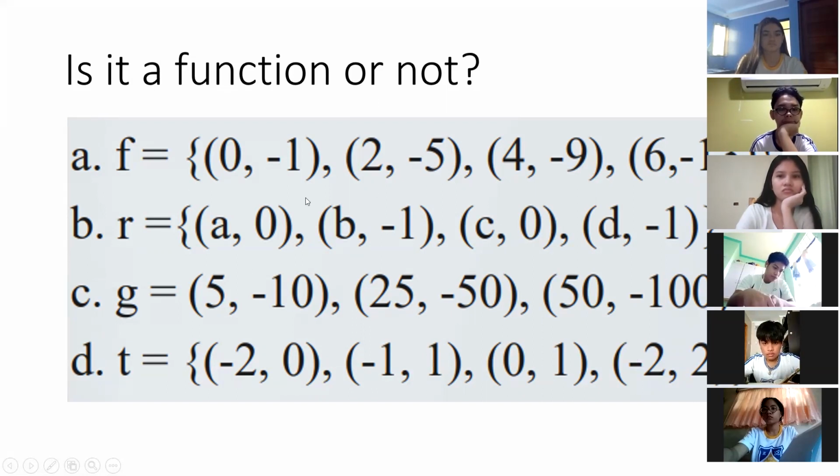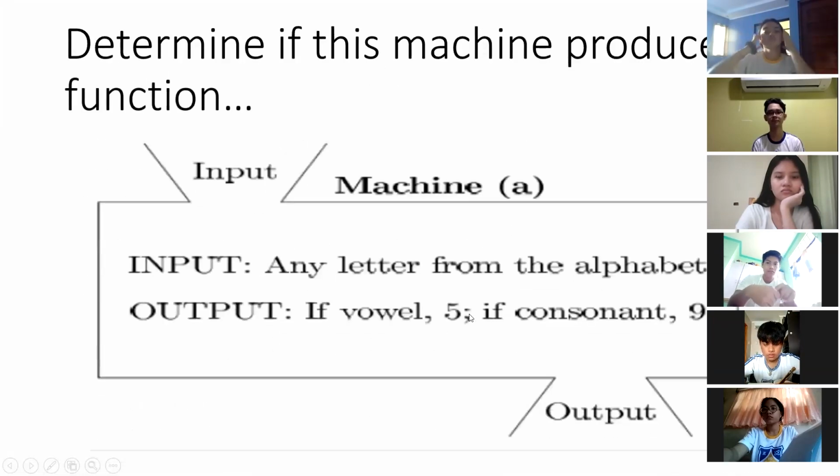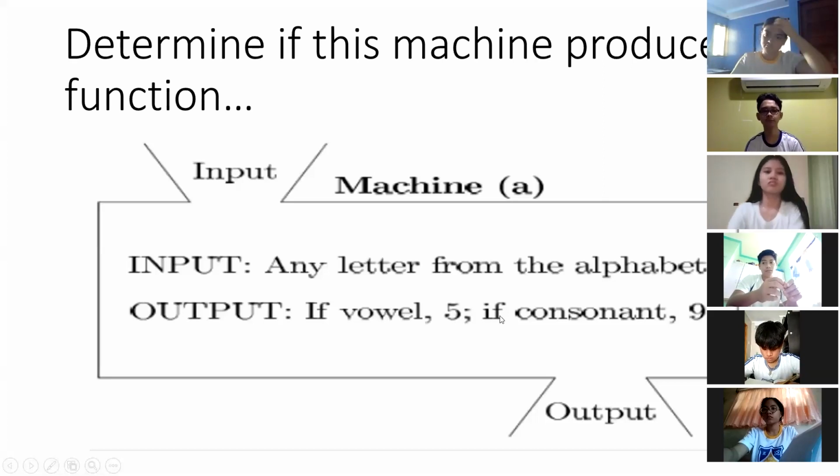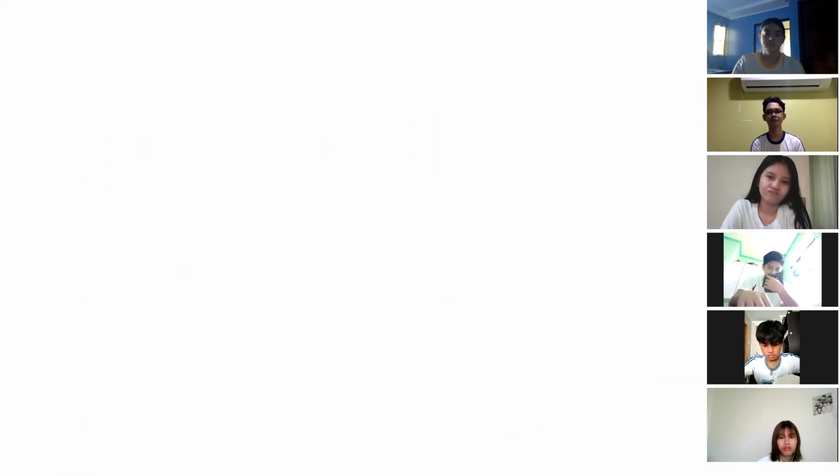But all above else, A, B, and C are functions. And then we have here machines. Machine A inputs all the letters, with each vowel having a 5 as an output and each consonant having a 9 as an output, making machine A a function. So each of the letters will produce a single output, which is either 5 or 9.